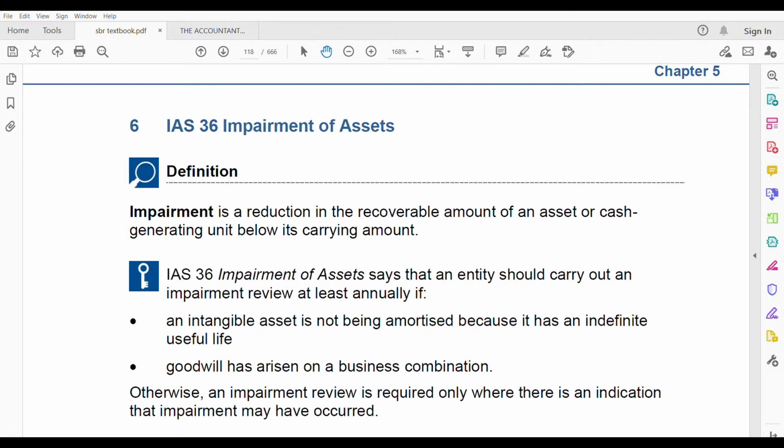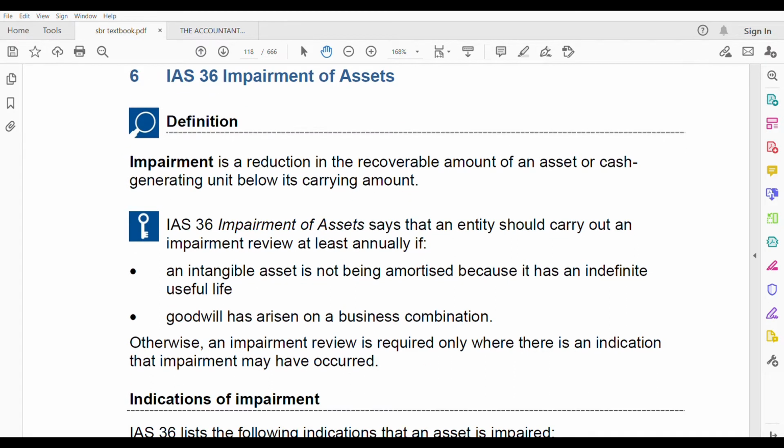So the definition, as I told you: impairment is the reduction in the recoverable amount of an asset or a cash generating unit below its carrying amount. Sometimes you cannot specifically say which asset it is, so we named it a cash generating unit, a group of assets, and we allocate our impairment among it. So recoverable amount went down below the carrying amount. It is basically carrying amount minus recoverable amount, that is your impairment.